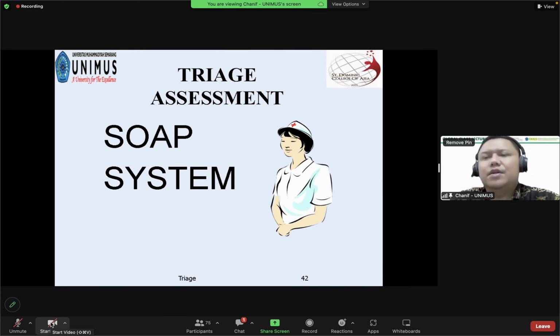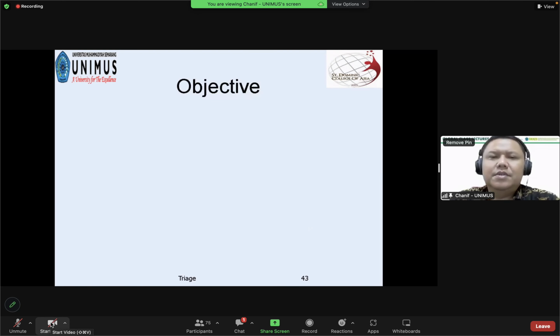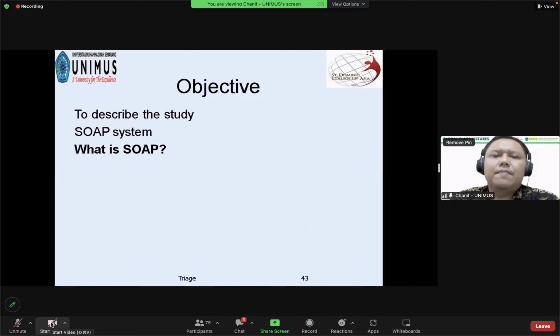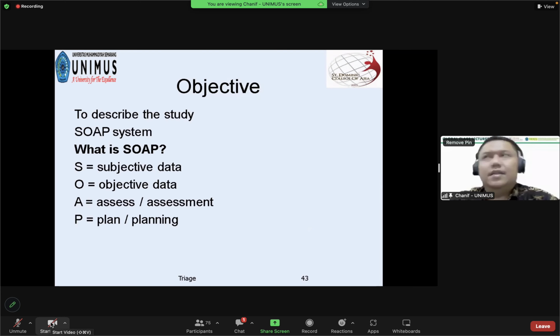What is the meaning of the SOAP system? SOAP: subjective, objective. S is subjective. It is one of the documentation methods to describe the patient, using the SOAP system: subjective data, objective data, assessment or analysis, and then the plan.